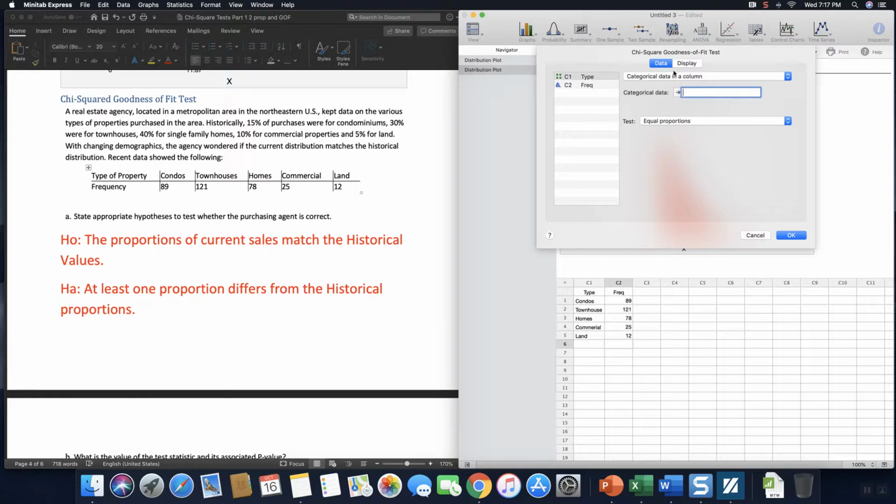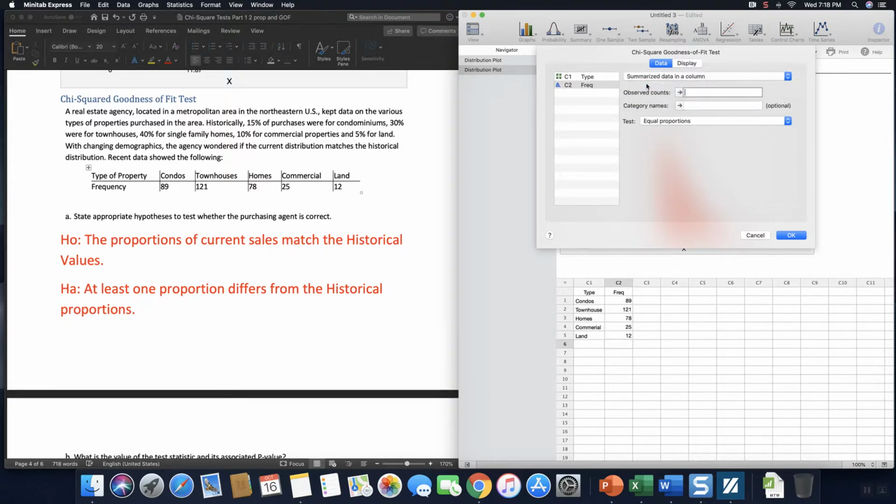So my categorical data is in a column. It's in my frequency column. And I don't want to do equal proportion. I want to do, oh no, wait, it's not in a column. I am wrong. I'm doing this wrong. If you have all of your data in a column, written out, like condo, condo, condo, townhouse, townhouse, townhouse, home, home, home, home, the number of times that those appear, that's the one you want to use. Mine is already in a table, so I need to change this.